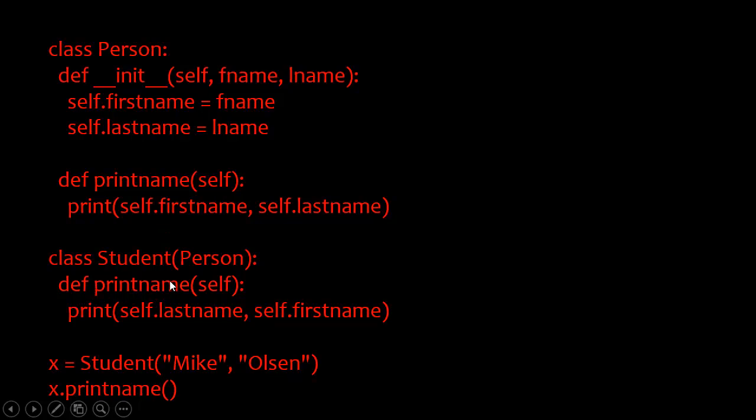I might have a brand new print name for my particular case because my boss came to me and said, I need you to print the names out by last name and first name. And so we want to inherit all the good work of bringing in the first name and the last name into our instance variables, yet we want to change the way it's actually printed out. So instead of redefining the entire person class and the student class, we inherited the person class, kept all the good stuff, then we override the print name and change it from this way to this way. And now if I did print name, Olson Mike would actually come out.